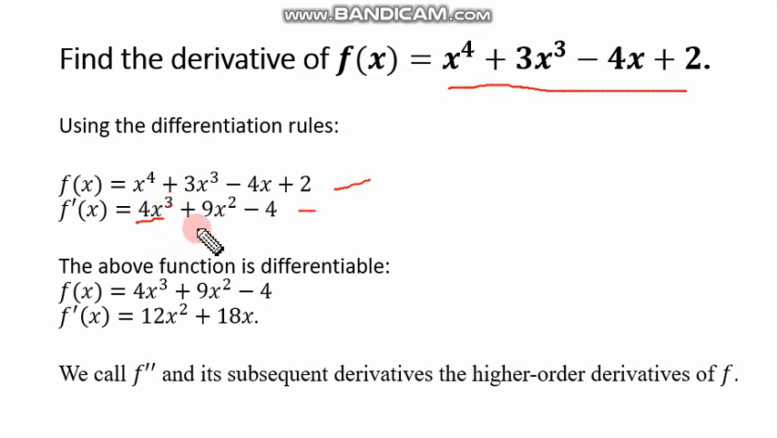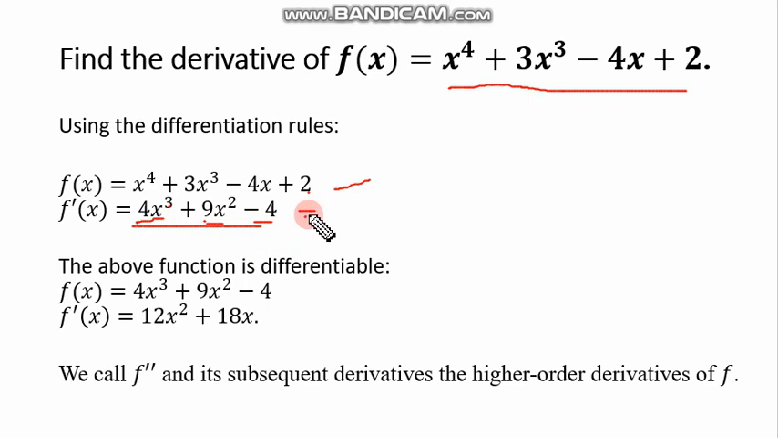So 4x cubed plus 3x cubed: 3 times 3 is 9, 3 minus 1 is 2, so 9x squared. And then 1 times 4 is 4, and 1 minus 1 is 0, so x raised to 0 is equal to 1. So minus 4, and the derivative of a constant is equal to 0. So this is the derivative of the function: 4x cubed plus 9x squared minus 4.